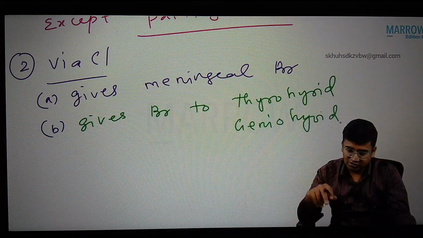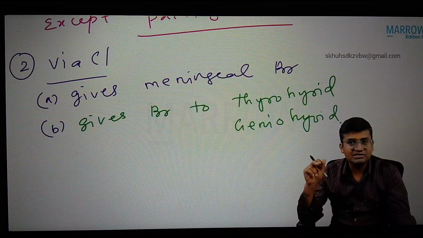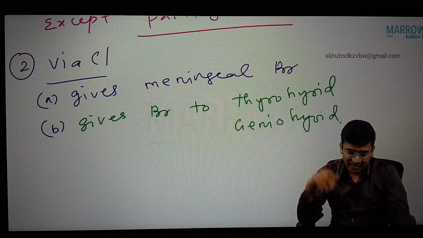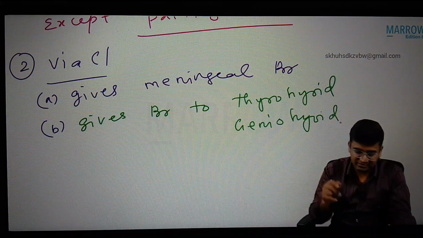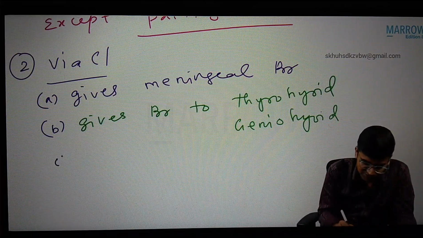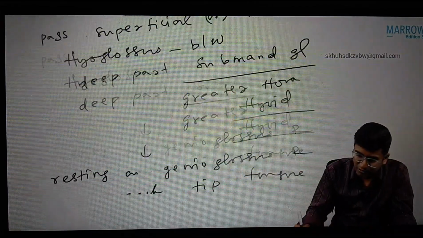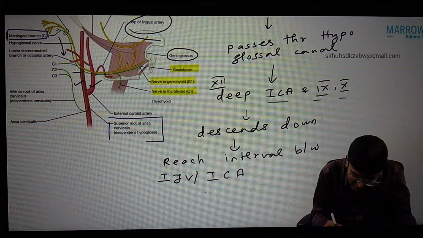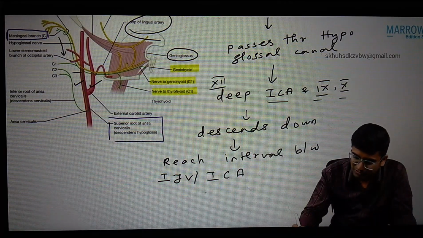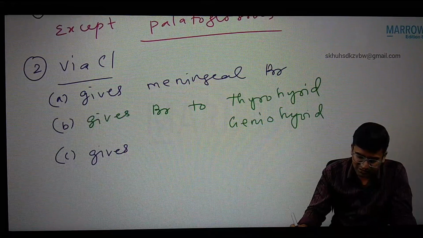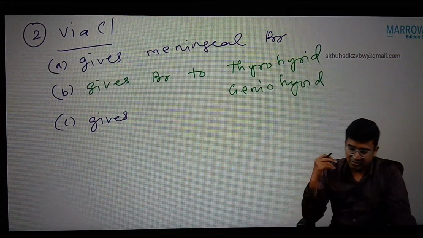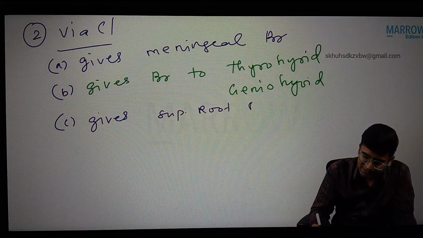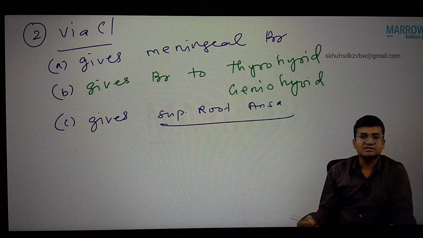I already told you about the thyrohyoid muscle and geniohyoid muscle in the ansa cervicalis itself, just one small brush up. The C1 fiber via hypoglossal nerve gives a branch to thyrohyoid and geniohyoid muscles, and also gives the superior root of ansa. So via C1 fiber, the hypoglossal nerve gives 3 branches: meningeal branch, branch to thyrohyoid and geniohyoid, and the superior root of ansa, also known as descendens hypoglossi.